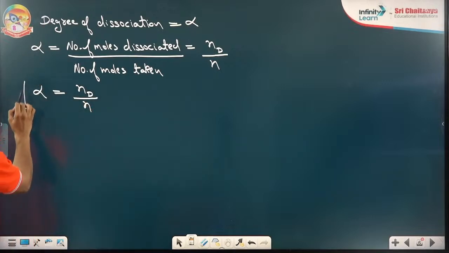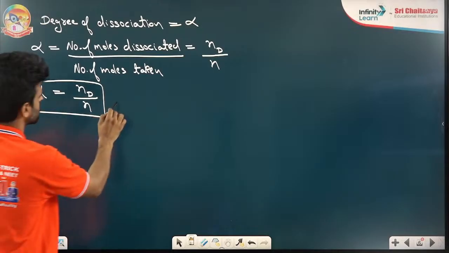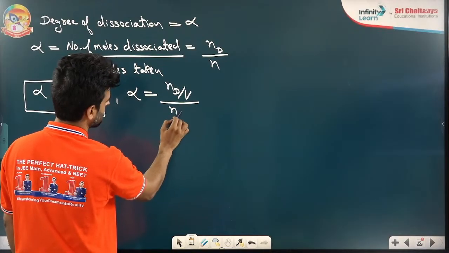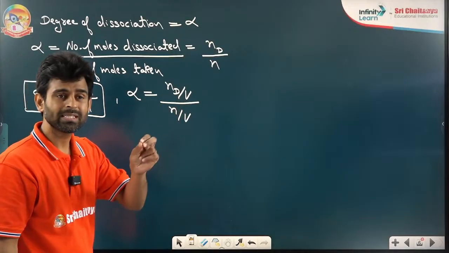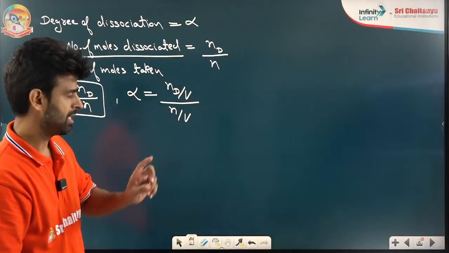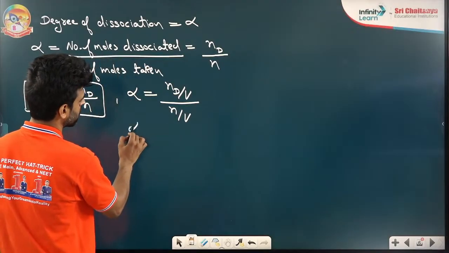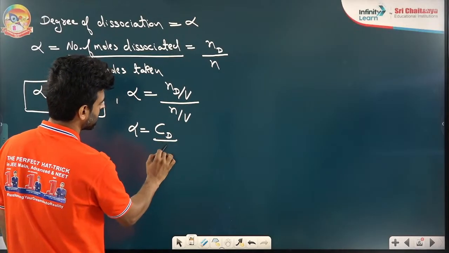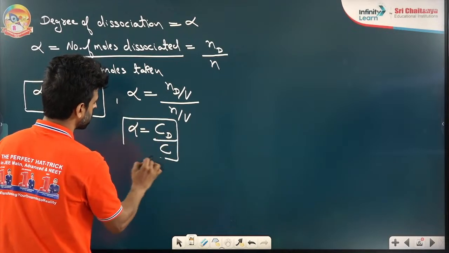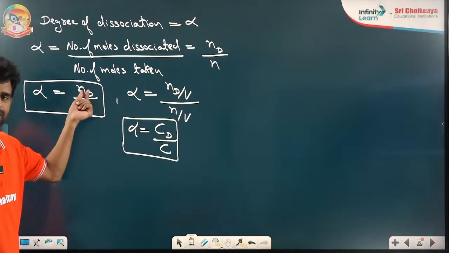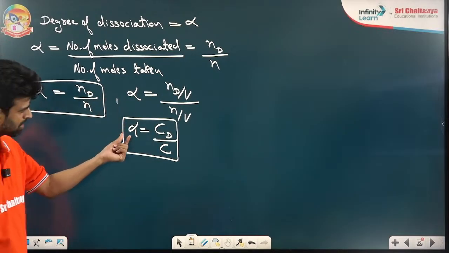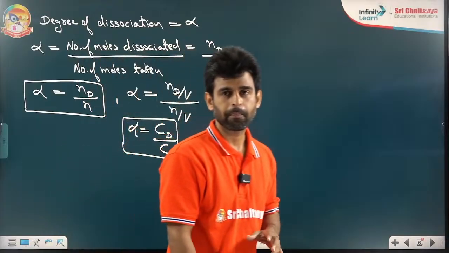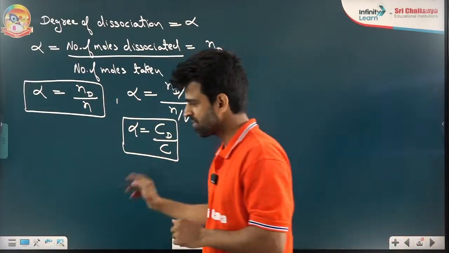Other thing is you can do one more thing here. If I divide it by volume V, N_D by V, and here N by V. And N_D by V is the concentration dissociated, and it is the taken concentration. So I can say one more formula. Alpha is concentration dissociated, means finished, divided by concentration taken. In both the ways you can use it. Number of moles dissociated divided by moles taken, and alpha is concentration dissociated divided by concentration taken. Clear?